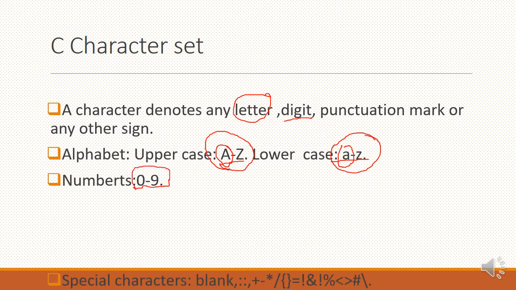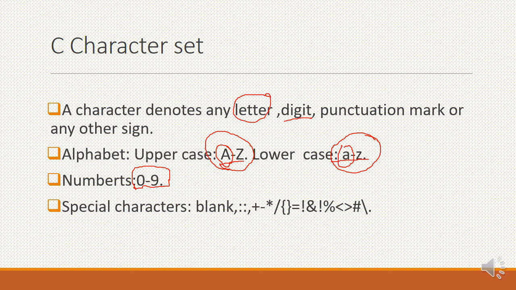Next, what do you mean by punctuation marks or any other signs? These are the special characters you can also use. Blank you can use, semicolon and colon, plus, minus, star, opening brace, exclamation mark. So these are all the special characters you can use in the C program.